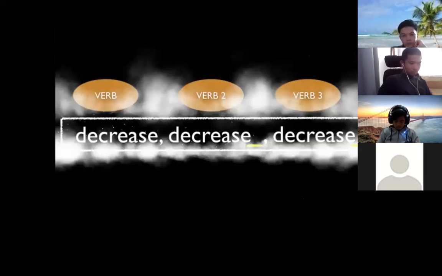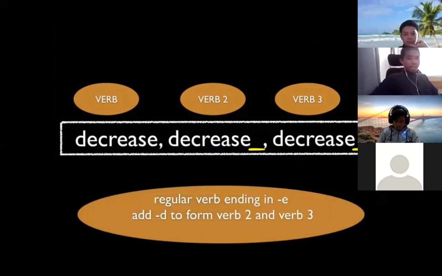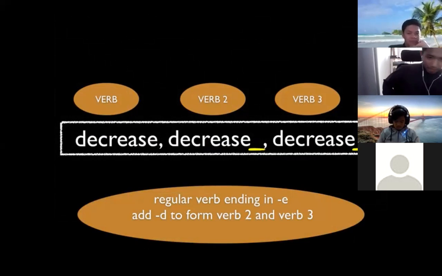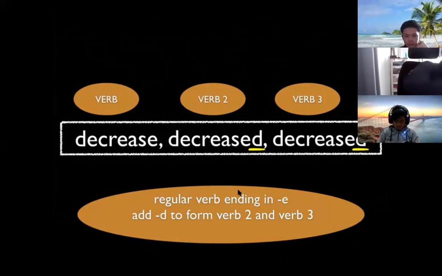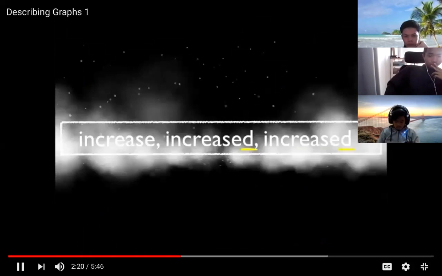Increase and decrease are regular verbs ending in E, so we need to add D to form verb 2 and verb 3. Decrease, decreased, has or have decreased, or increase, increased, has or have increased. Okay, are you okay with that? You have some of the basics now?